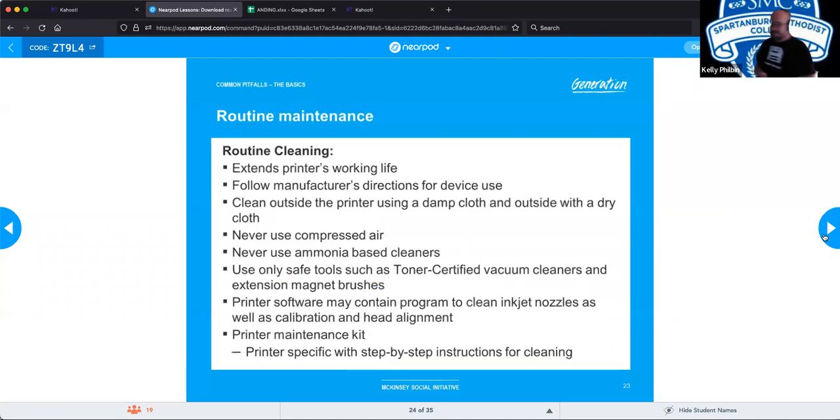Routine maintenance. As with anything else, it gets dirty over time and needs to be cleaned. Cleaning will help extend a printer's working life. And as we don't want to be in the business of just throwing money away, we want to get as much out of whatever equipment we have. Because unfortunately, unlike the movies, in real life IT does not have an endless budget.